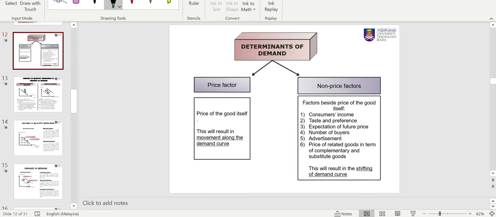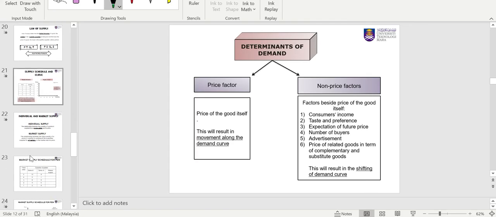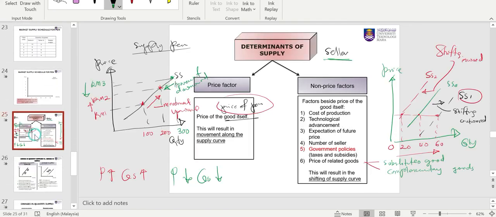Okay, there is no cost of production because as a buyer we are not producing goods. That's why that one is not determinant for buyer. So be careful, tak sama determinants of demand and determinants of supply. Determinants of demand relates to the buyer. Determinants of supply relates to the seller. So make sure you tak tertukar. And also the demand and supply curve pun make sure you tak tertukar.